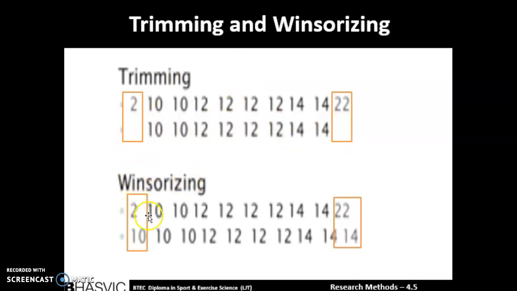Windsorizing is a bit different. However, instead of cutting these two numbers off, you would instead replace this number with the legitimate next number in that order. So 2 would become 10, and 14 would become, 22 would become 14 as well. And in this way, it's not skewing the data because these are already legitimate results that were recorded.